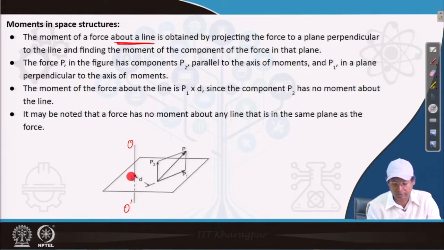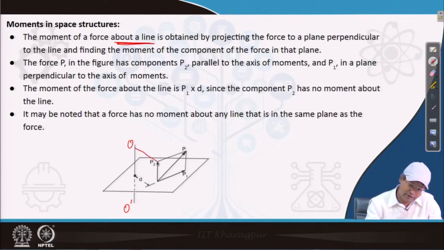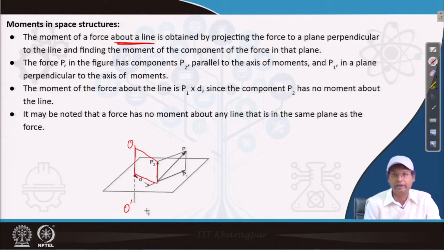So, D is the perpendicular distance from this P 1 force component to the axis about which we are trying to find the moment. Since the component P 2 has no moment about the line, this will not have any moment because it is in the same direction. Another point you should note here: with this component we can easily have a plane with this line, and this component of the force can exist on a plane. So, that is the reason it cannot have a moment about that line. Whereas, this is on a plane which is perpendicular to this O O prime. So, it is having a moment.